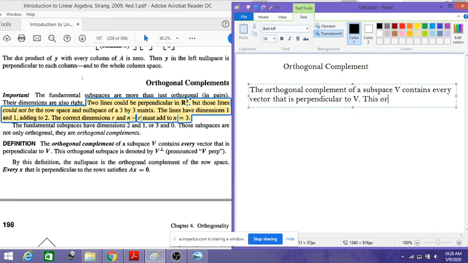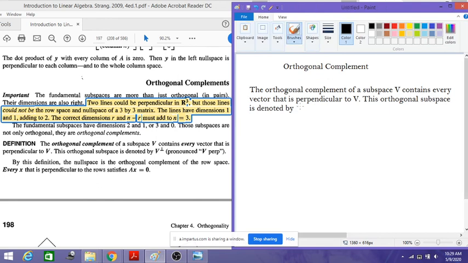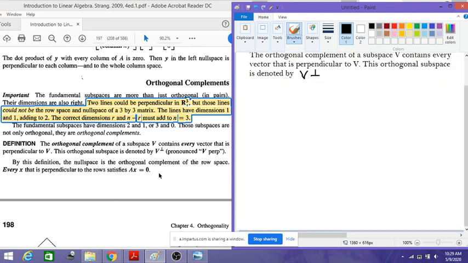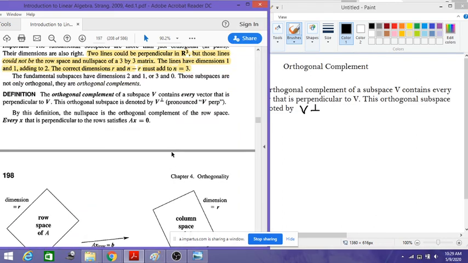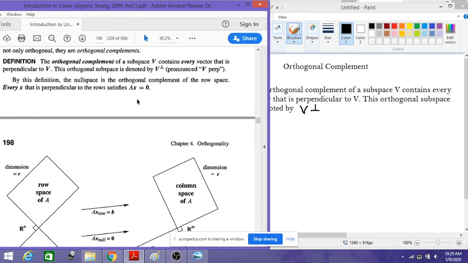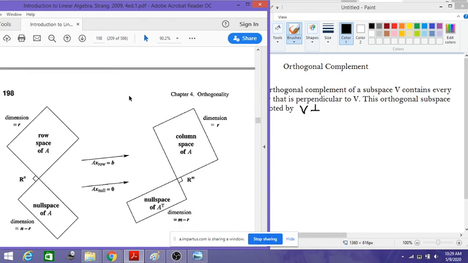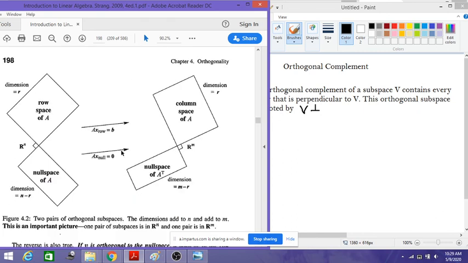This orthogonal subspace is denoted by V perpendicular, like this, V perp. So by the definition, the null space is the orthogonal complement of the row space. So every x that is perpendicular to the rows satisfies Ax equal to 0.